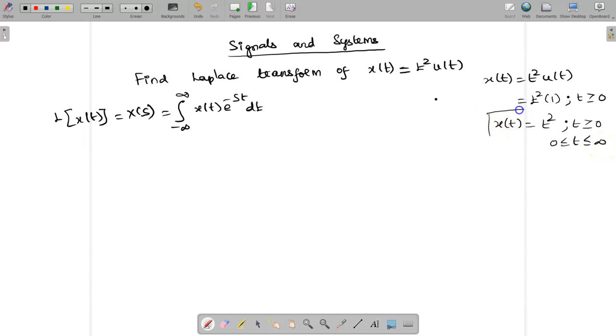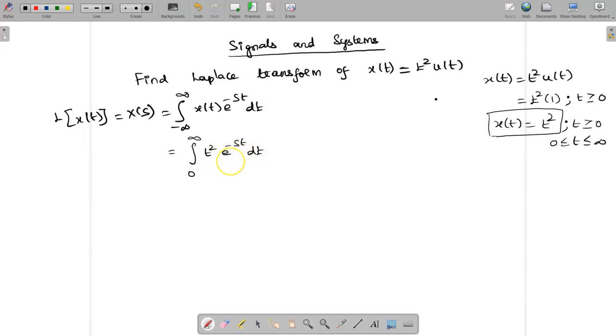So, using this, wherever I have x of t, I should replace it by t square, but this value exists only for 0 to infinity. Okay, so using this I can apply in this formula. So, instead of minus infinity to infinity, this value exists only for 0 to infinity. So, I have to first change the integration limits as 0 to infinity. Then what is x of t? X of t value is t square, and then e power minus st dt.